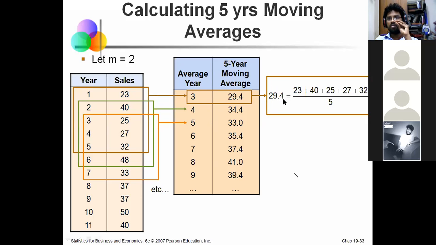Whatever value you get, we put against the mid value of the year. So in the 5 years, what is the mid value? 2003, for example, if you consider. So you put, there is a 3, here you write. Next you can put a column here. Then you write 29.4. Is it clear? Okay, sir. So next you can take 40, 25, 27, 32, 48 like this. Then you divide by 5. Then you will get 34.4.